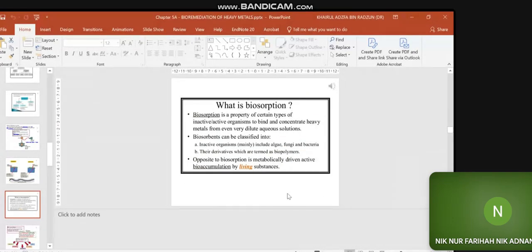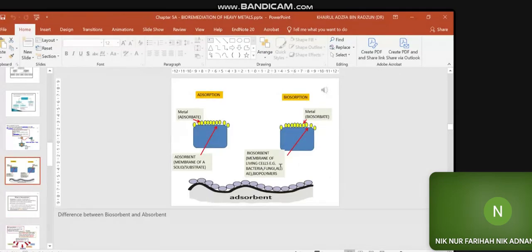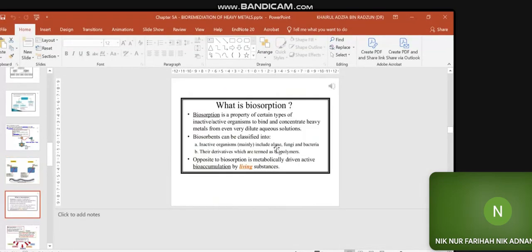So what is bioabsorption? Bioabsorption is a property of certain types of inactive or active organisms to bind, either inactive or active. As I mentioned before, inactive is in the form of biopolymer. When active, it means a living organism that can bind and also concentrate heavy metals from even a very dilute aqueous solution. So bioabsorbents can be classified into the first one, inactive organisms, mainly including algae, fungi, and bacteria and their derivatives, which are termed biopolymers.